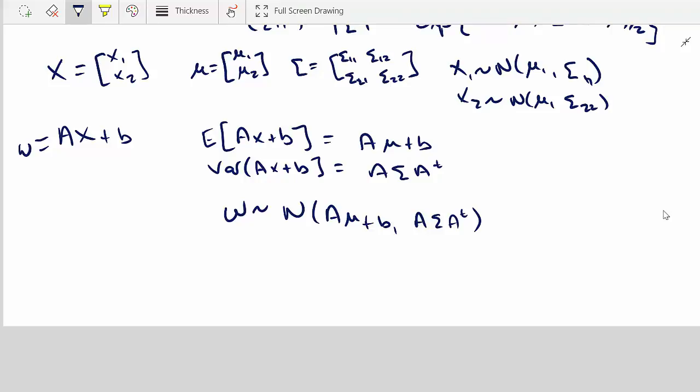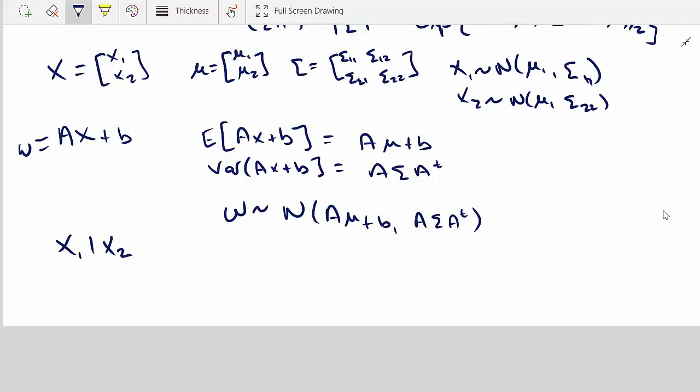In addition, all conditional distributions, so if I take, for example, X1 given X2, where X1 and X2 are defined as above, that will also be normally distributed. So all linear combinations, all marginals, and all conditional distributions of the multivariate normal distribution are also multivariate normal.